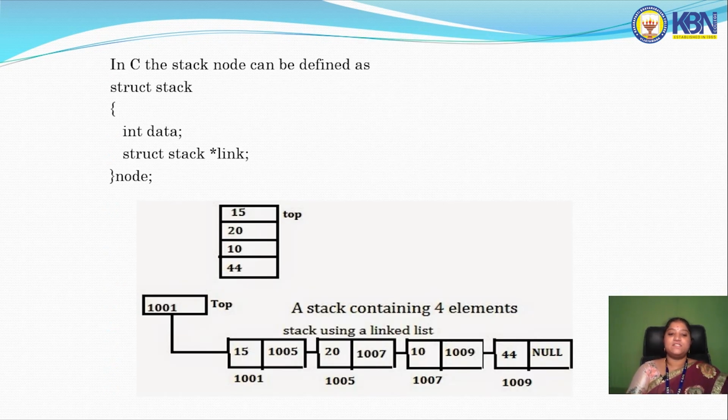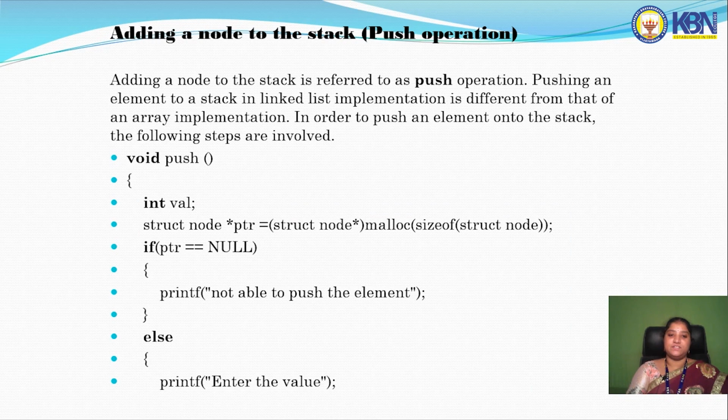Now we can see on the diagram a stack contains 4 elements, that is 15, 20, 10, 44. In these 4 elements we use the addresses 1005, 1007, 1009, and the last one is a null pointer. In this stack order, we can give 44, 10, 20, 50. The top position is 50. This is the stack containing 4 elements used in the linked list.